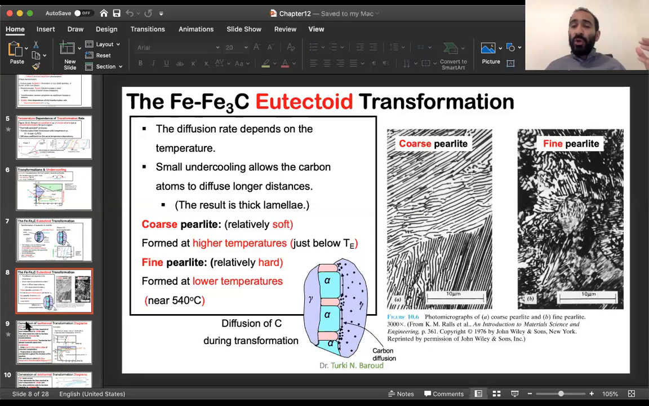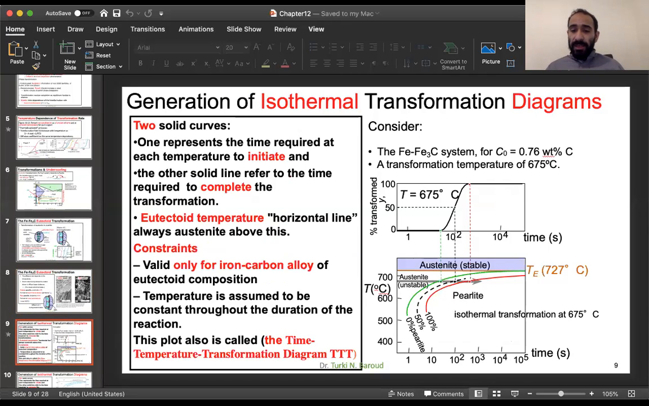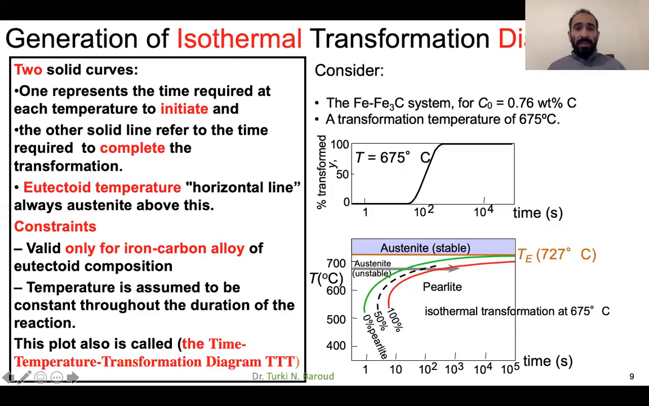Now let me show you a figure that has these 3 points for each temperature. Let's take a look here. Let's take 675 Celsius. We say that the transformation would not start before around 60 or 70 seconds, right? So we need 70 seconds for nucleation to start at this temperature. And then you need around 100 seconds for 50% of the austenite to transform to pearlite. And then you need around 600 seconds to have full transformation. So these are 3 points.